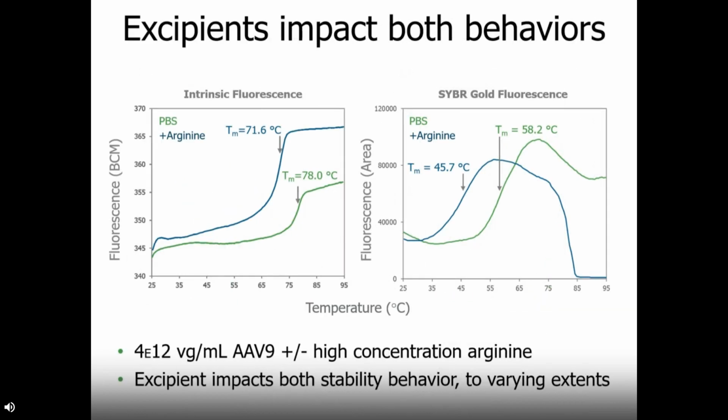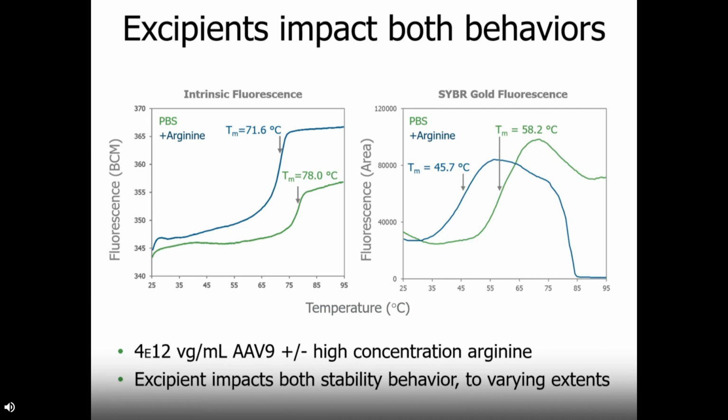If we want to go beyond amino acid sequence and serotypes, we can look at excipients and formulation, where here we're looking at the intrinsic fluorescence and protein unfolding on the left, and the SYBR Gold fluorescence and genome ejection on the right. In green, we have a PBS sample, and in blue, we've spiked arginine into the buffer of that sample. So here, that high concentration arginine spike decreases the protein stability by about 7 degrees, but actually decreases the genome ejection stability by about 13 degrees Celsius.